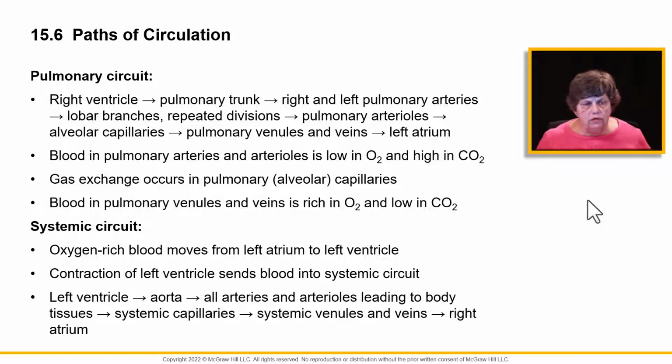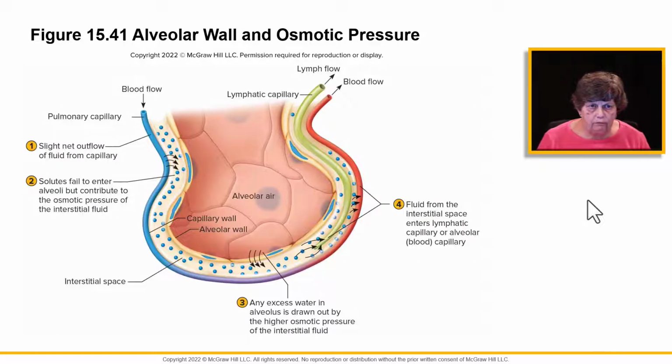And then that goes to the systemic circuit that sends it out from there. And we go from the left ventricle to the aorta to all the arteries, to the capillaries, the venules, and then back to the heart. All right. We're going to look at this more when we look at the respiratory system.